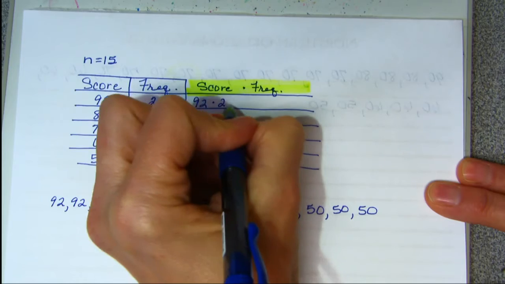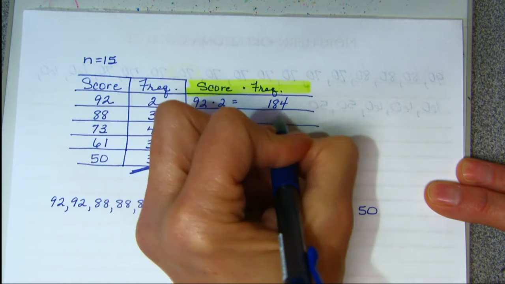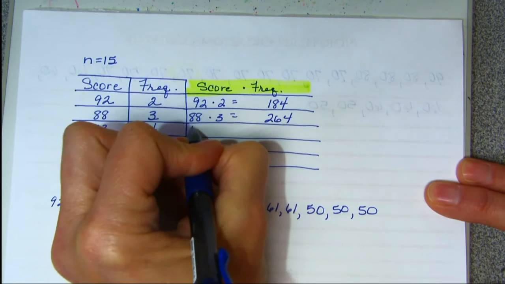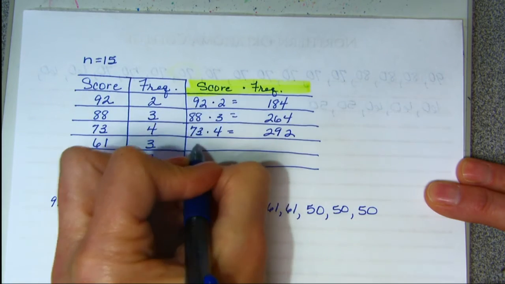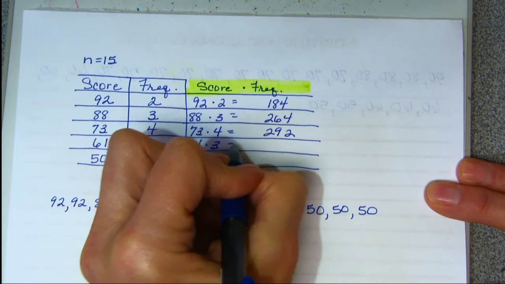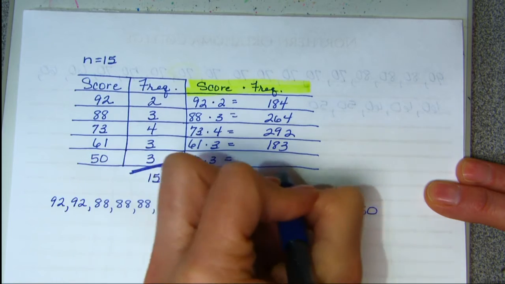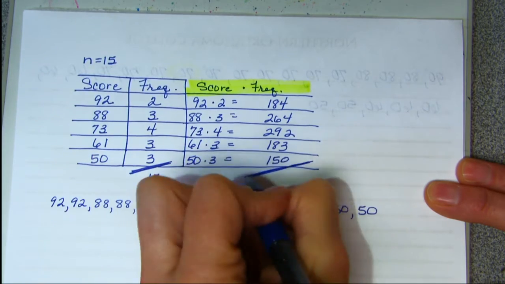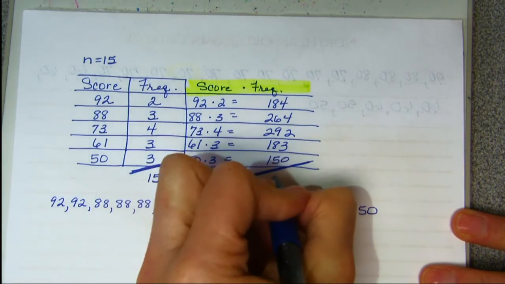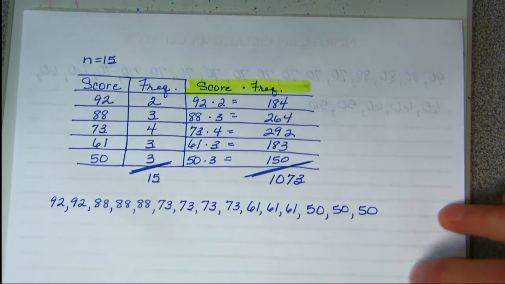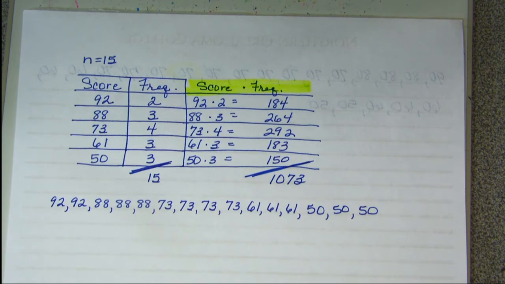92 times 2, 184. 88 times 3, 264. 73 times 4, 292. 61 times 3, 183. 50 times 3, 150. And then we need to add this. So I'm going to go to my calculator and I'm going to add all of these numbers, and I get 1,073. So if you went to your calculator and added all of these numbers, you should get 1,073 as well.